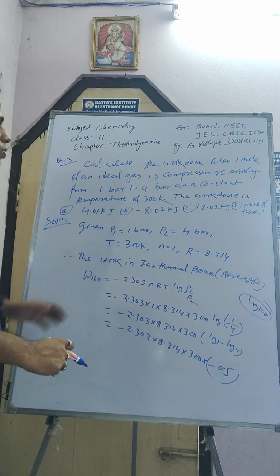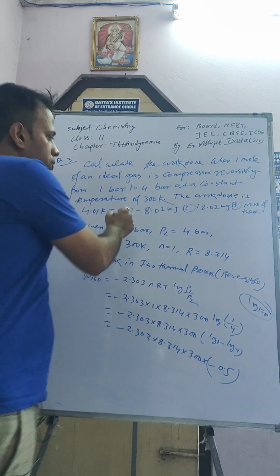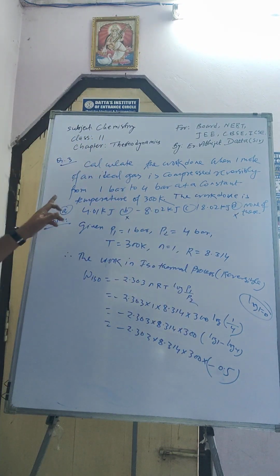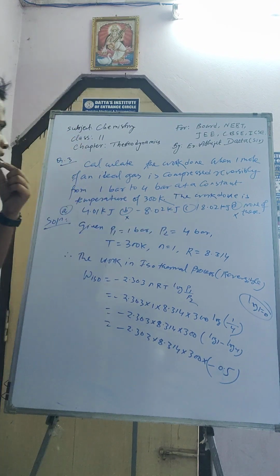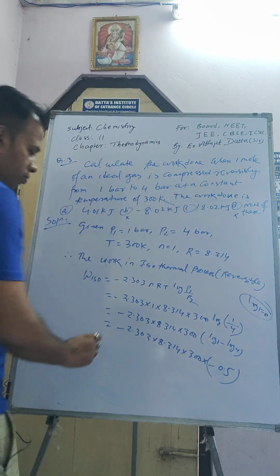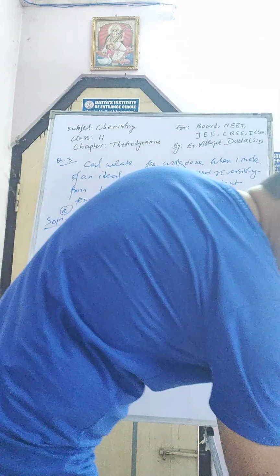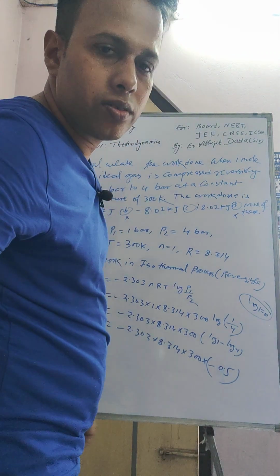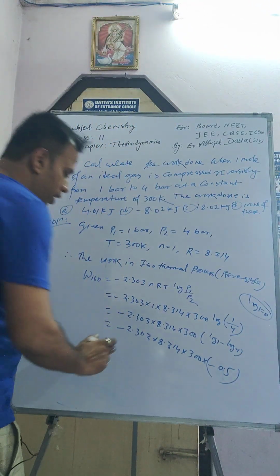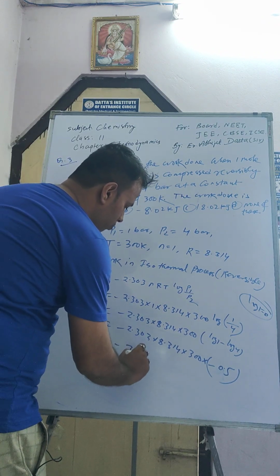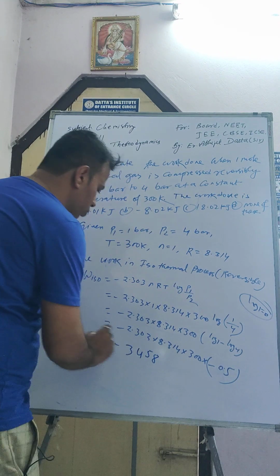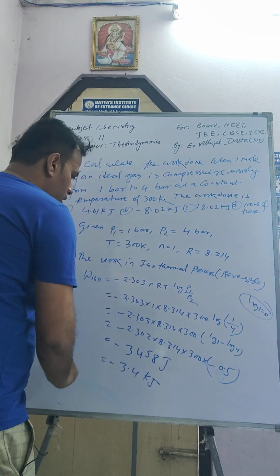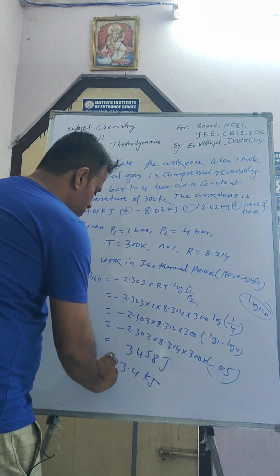So from that figure you can easily find out this option will not be and this option will not be. So what option will be correct? Between A and C. One option is correct between A and C. Okay. So if you multiply all of this, you will get approximately 3458 joule. So that is 3.4 kilojoule, and minus will be cancelled, it will be plus.